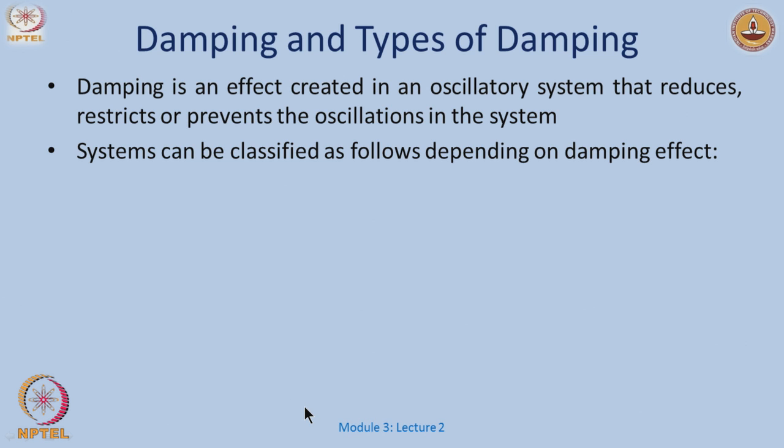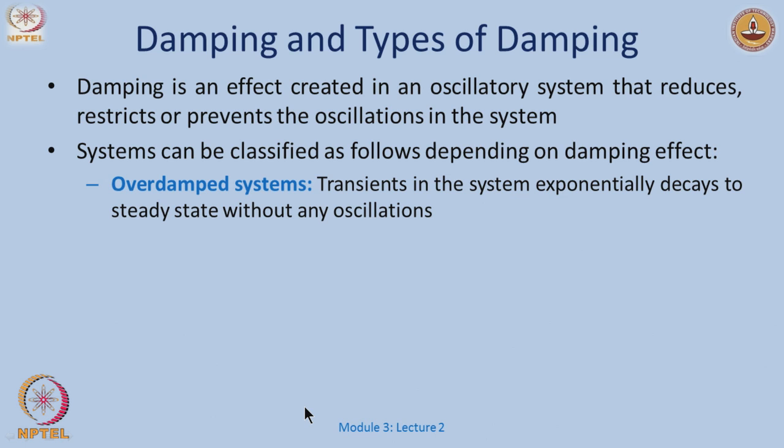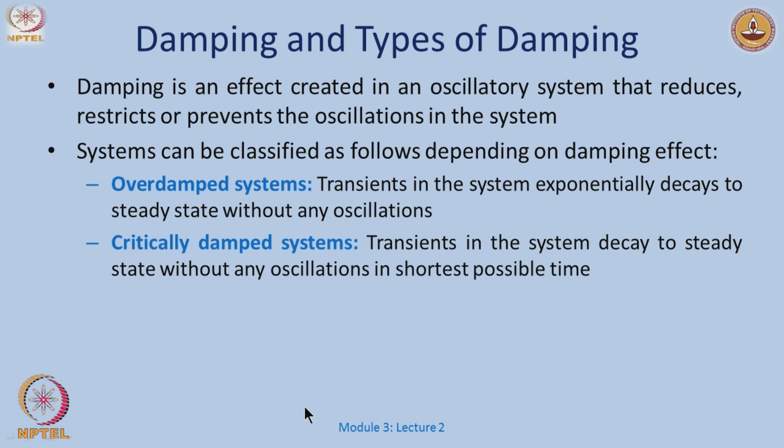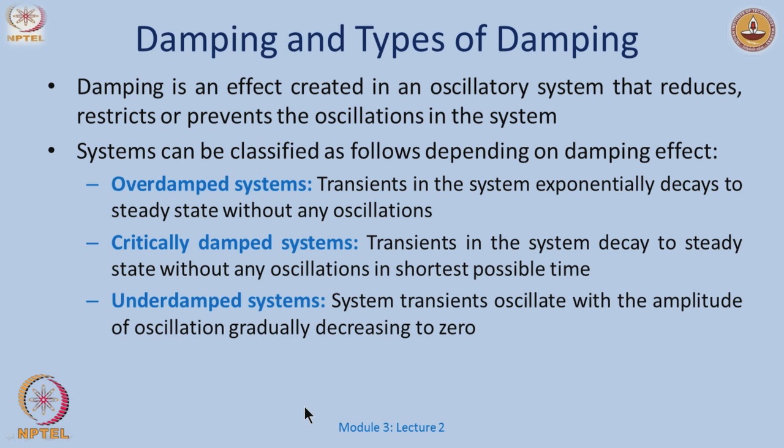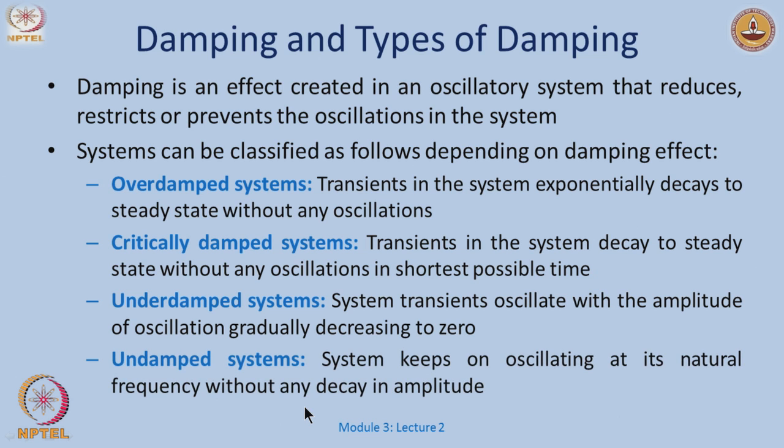Okay, what is damping? Damping is something which reduces or prevents oscillations in systems. I could have systems which are overdamped, where transients decay exponentially without any oscillations. I would have critically damped, where the system decays to the steady state value in the shortest possible time. I could have oscillations which actually go to 0, and I could have undamped systems which just keep oscillating at their natural frequency without any decay in amplitude.